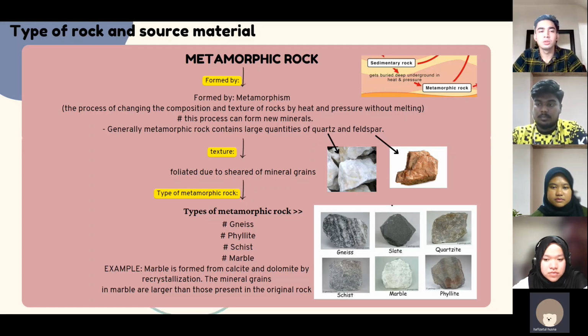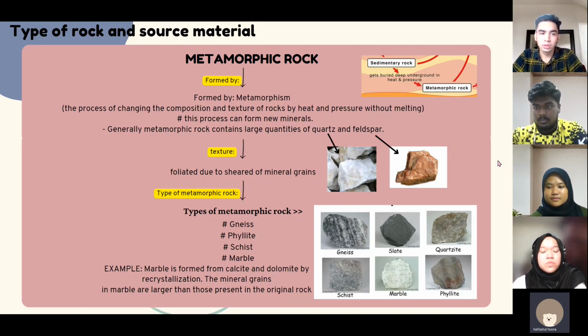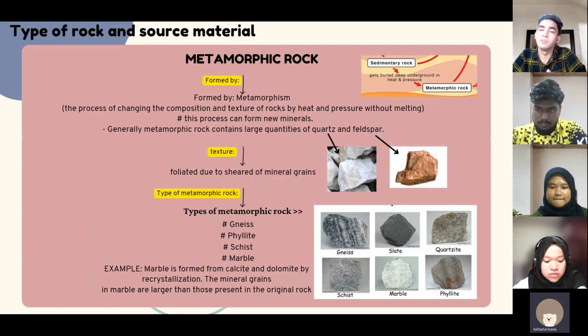The next part that I want to talk about is the texture. It is foliated due to the shear of mineral grains. Foliated metamorphic rocks exhibit layers or stripes caused by elongation and alignment of minerals in the rock as it undergoes metamorphism. There are a few types of metamorphic rocks, which are gneiss, phyllite, schist, and marble. These are the pictures of the types of metamorphic rocks. The most familiar metamorphic rock that we use to hear is marble, right?